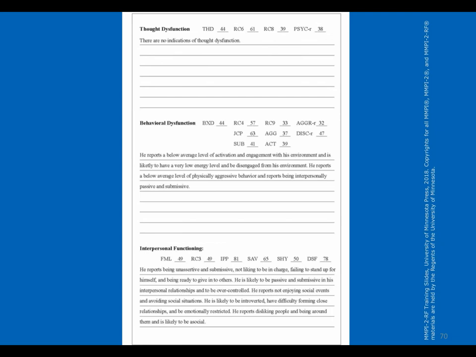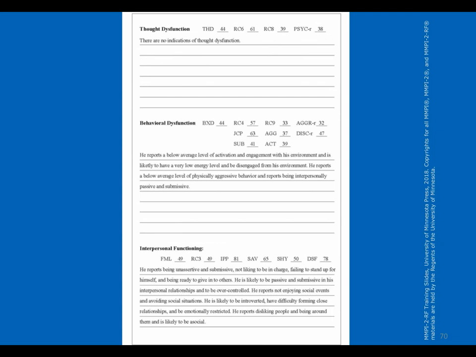Activation is within normal limits, so we then move on to the remaining scales from the behavioral dysfunction domain. Among the remaining scales, the only one that has an interpretable score is aggressiveness, which has a T-score here of 32. We would then provide the interpretation at the end here that he reports being interpersonally passive as well as submissive.